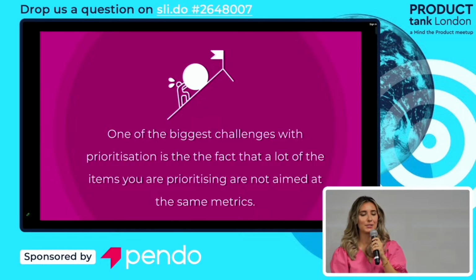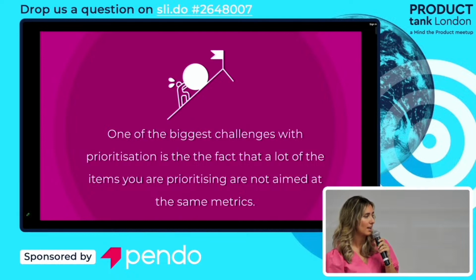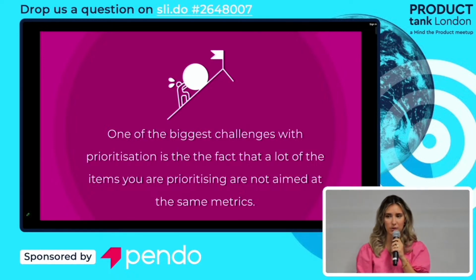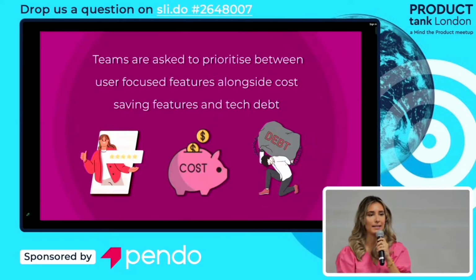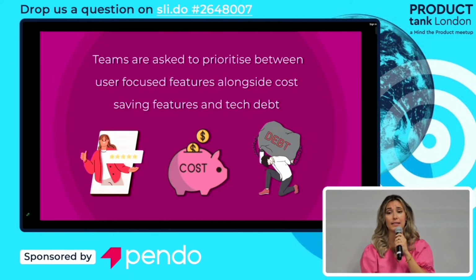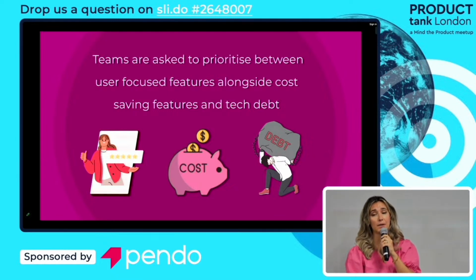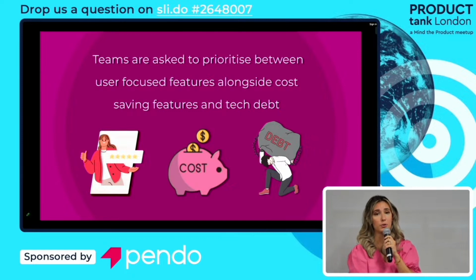One of the biggest challenges with prioritization is the fact that a lot of the items you're prioritizing are not aimed at the same metrics. So in product teams, you very often have to balance user-focused features alongside cost-saving features, as well as tech debt. In this scenario, having really clear product metrics on what it is that your product is going to drive, what is its contribution, is going to help you push back or prioritize or measure any of those changes related to your product metrics.